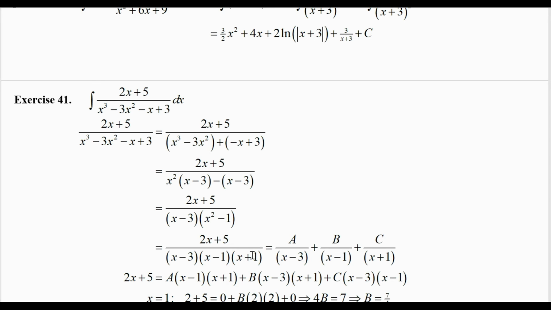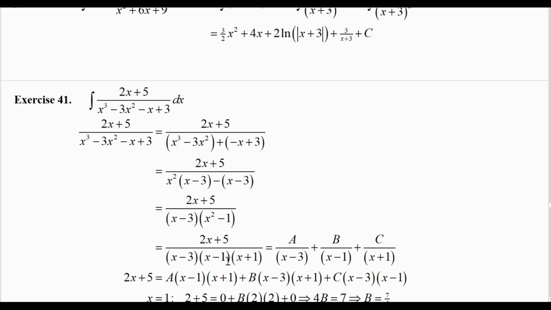3 linear factors, so each one gets its own fraction. They're all linear factors, so we just have constants for the numerator. So we get A over x minus 3 plus B over x minus 1 plus C over x plus 1. Multiply both sides of that equation by the common denominator, and on the left that cancels out, leaving 2x plus 5. Distribute on the right, we get A times x minus 1 times x plus 1 plus B times x minus 3 times x plus 1 plus C times x minus 3 times x minus 1.